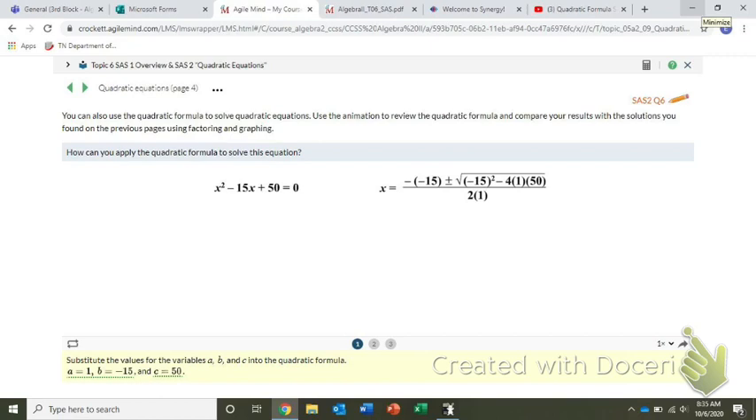So first, these two negatives make a positive. So we have x equals 15 plus and minus. It's plus or minus because it is a quadratic function. And we learned in topic 5 that quadratic functions have at most 2 distinct real zeros. They can have 0, they can have 1, they can have 2, but they cannot have more than 2.